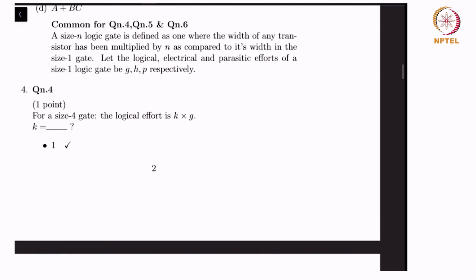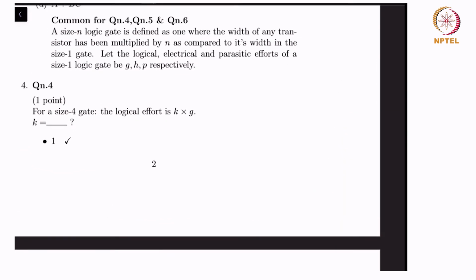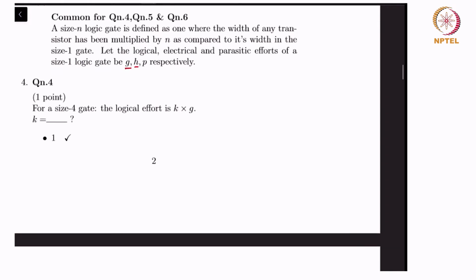Now we are given that there is a logic gate whose logical effort is G, whose electrical effort is H, and parasitic effort is P, for the size 1 logic gate. The next 3 questions will be about what happens to the logical, electrical and parasitic efforts as the gate sizes are increased. So in a size 4 gate, the logical effort is exactly the same as a size 1 gate, because the logical effort does not change with sizing.